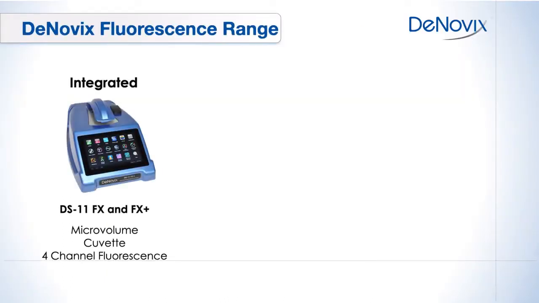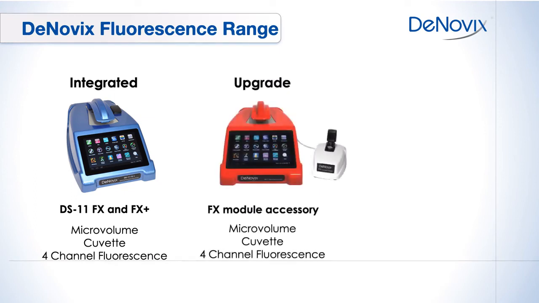So our fluorescence range, as I mentioned, these are all single tube, but you can also use our assays on plate readers if you have one of those. So this is the DS11, and the DS11 FX and FX Plus are our fluorescence instruments. These combine microvolume cuvette and 4-channel fluorescence all in one instrument. So we have that integrated.